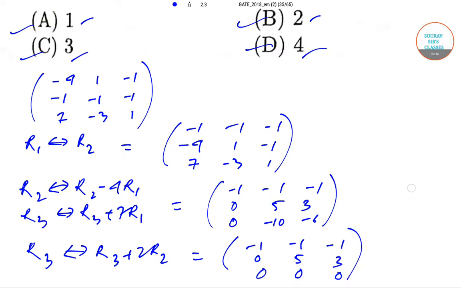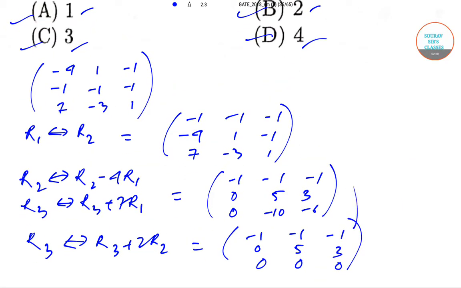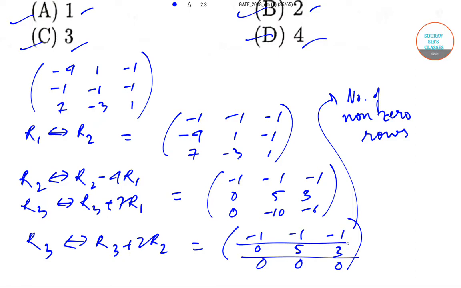So as you can see, let us write over here the number of non-zero rows. How many non-zero rows are there? This is a non-zero row and this is a non-zero row. The number of non-zero rows is equal to 2. So therefore the rank of the matrix, if we denote the matrix as A, is equal to 2.